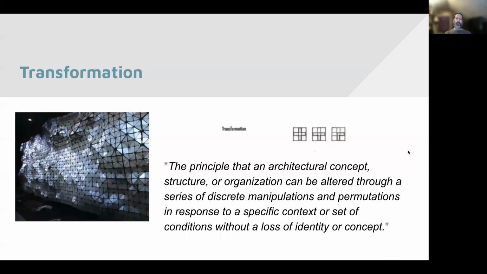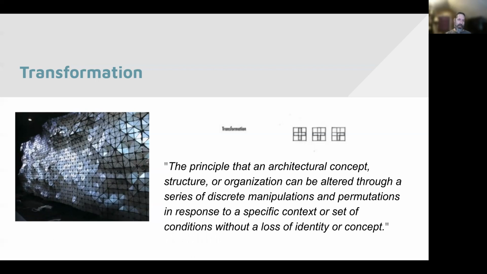And transformation. So this one in architecture is a little weird. So the principle is that an architectural concept, structure, or organization can be altered through a series of discrete manipulations and permutations in response to a specific context or set of conditions without loss of identity or concept. This one's a little bit of a harder sell for architecture, right? Because architecture tends to be pretty static in the real world.